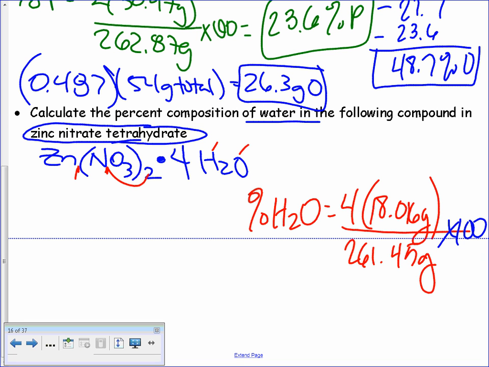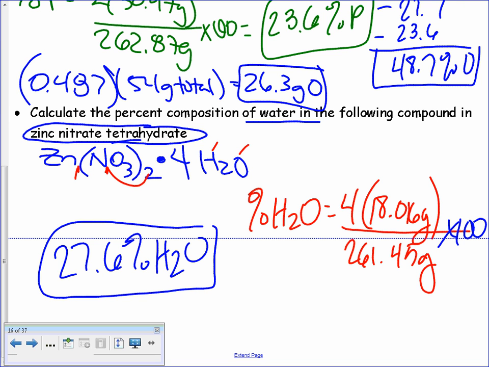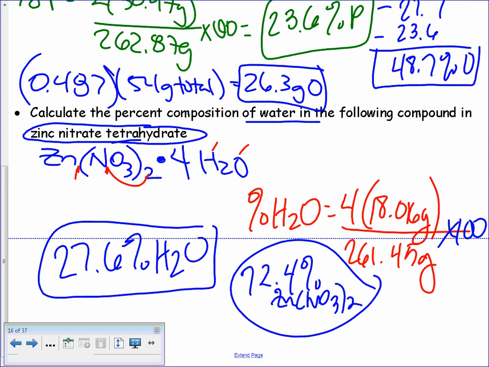Hold on, let me calculate that real fast. Divided by mass. 27.56% water. Okay, if that's the percent water, then what percent is zinc nitrate? Everything else. So how do you do that? 100 minus that. So that would be like 72.4% zinc nitrate, because together they make up 100%. Cool? Not hard, it's just tedious because you calculate everything and add it up.